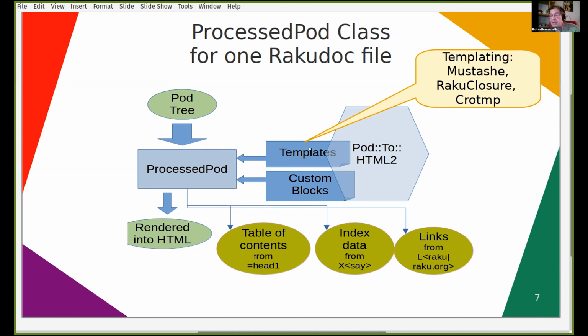So image is a custom block that is described within Pod2HTML, but the new Pod2HTML2 doesn't allow you to put custom codes in unless you go through some extra work.